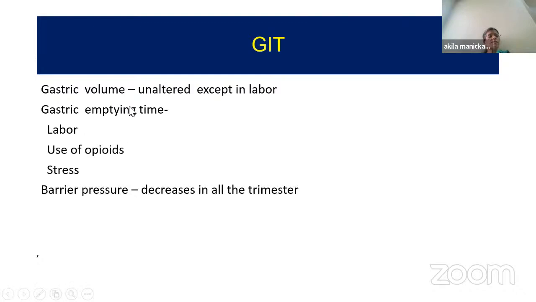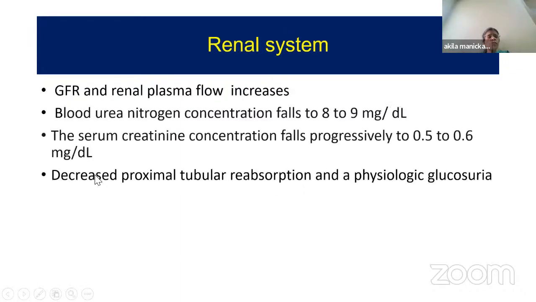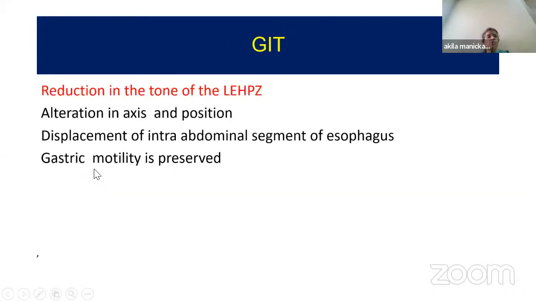The next thing is your emptying time. Your emptying time also gets prolonged only during labor. Use of opioids, which can be intravenous opioids or neuraxial opioids, and stress, all these things can delay your gastric emptying time. And there is a pressure across the lower esophageal sphincter and the stomach, which is often called the barrier pressure. This is the area where there is a high pressure zone in the lower end of the esophagus. This pressure is called the barrier pressure.